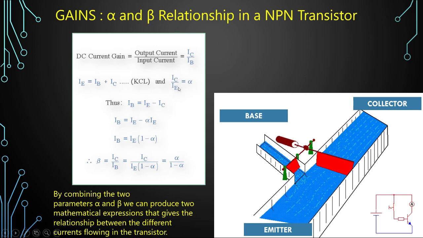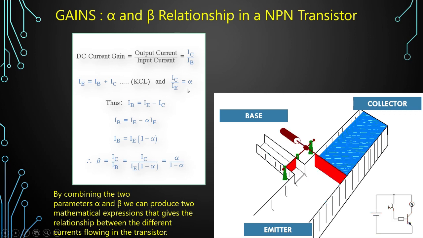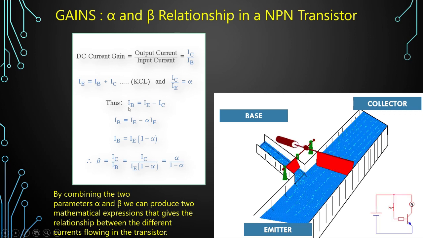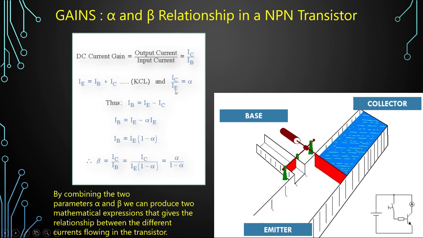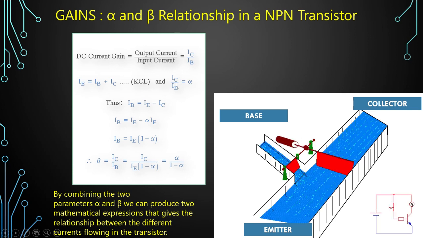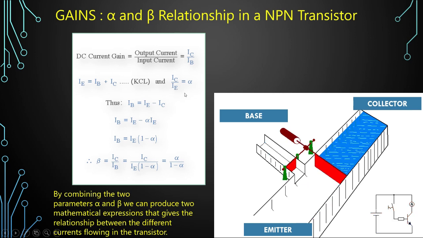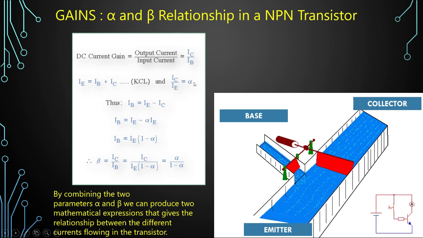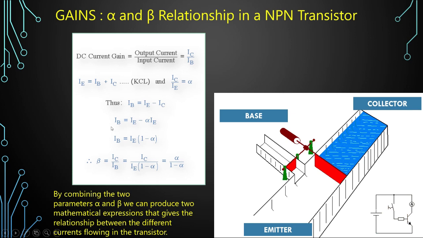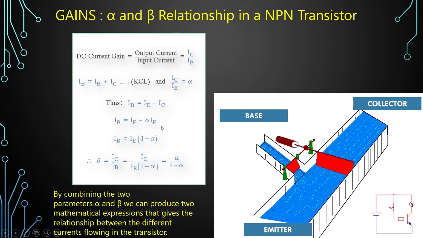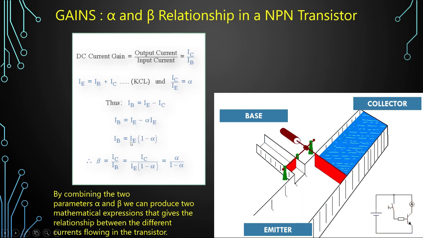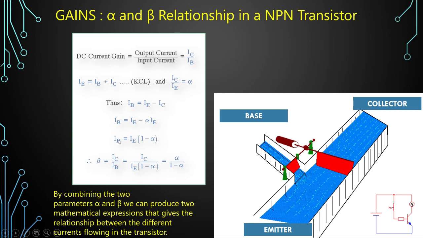So this is for the common base configuration. From this particular equation we can say IB is equal to IE minus IC. From here we can say IC is equal to alpha IE. We can send this denominator to the RHS, so we can keep this value in place of IC. It will become IB is equal to IE minus alpha IE. If we simplify it, taking IE common, we get IB is equal to IE into 1 minus alpha. So this is one expression.